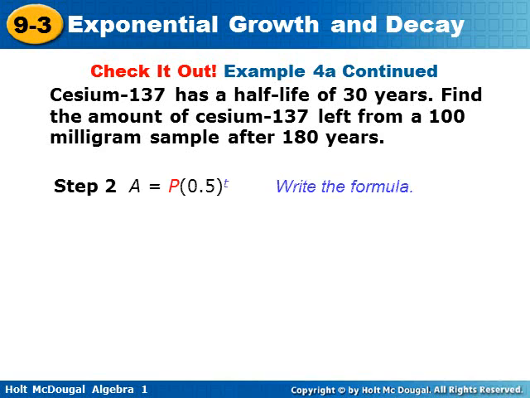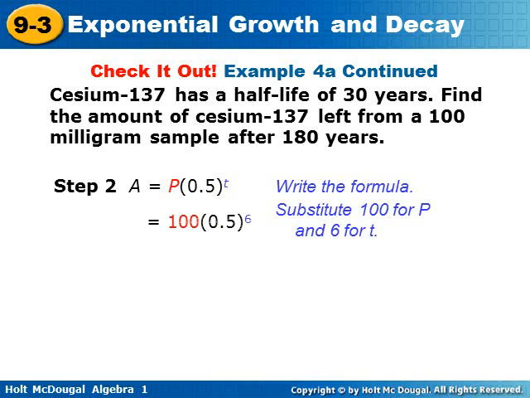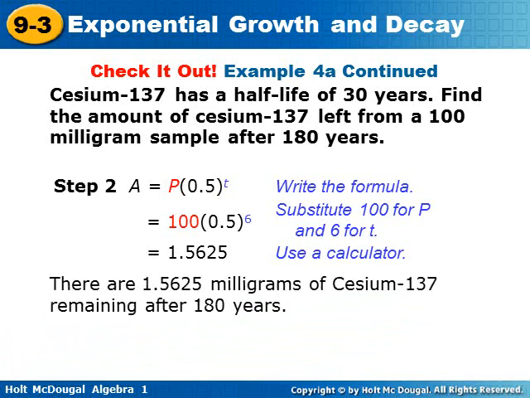The formula is A equals P times 0.5 raised to the power of T. So we're going to substitute 100 for P. 100 milligrams is what we started with, the original amount, and 6 for T. That's the amount of half-lives. So 100 times 0.5 raised to the power of 6, we get 1.5625. So there will be 1.5625 milligrams of cesium-137 remaining after 180 years.